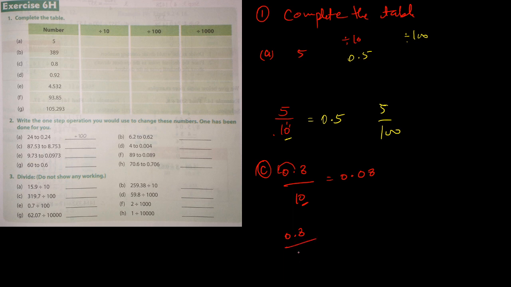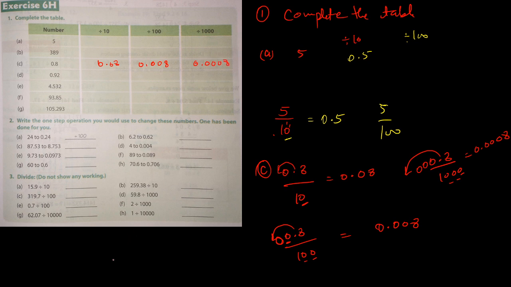Now when you divide 0.8 by 100, the decimal will have to shift to the left two digits because there are 2 zeros. But there is only one digit, so you will put an extra 0 and then shift the decimal, so it will be 0.008. And when you divide 0.8 by 1000, there are three zeros, so this decimal has to shift three digits. So the answer will be 0.0008. So write here 0.08, 0.008 and 0.0008. This is the final answer.